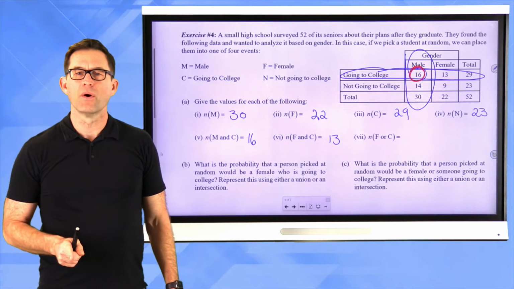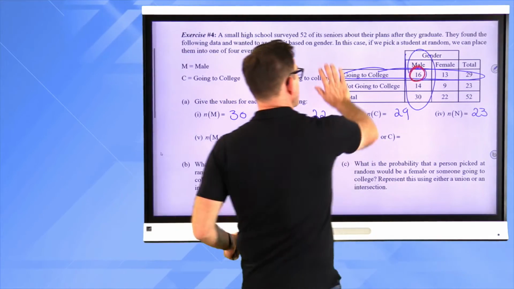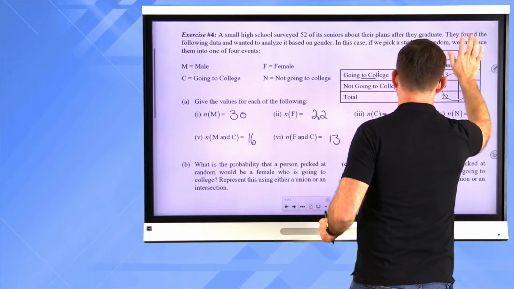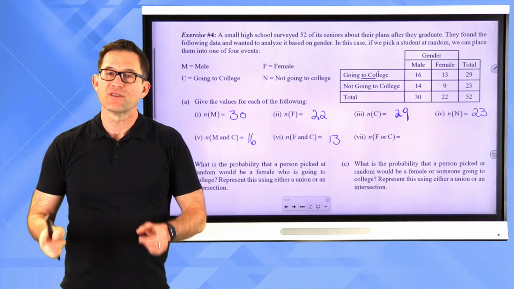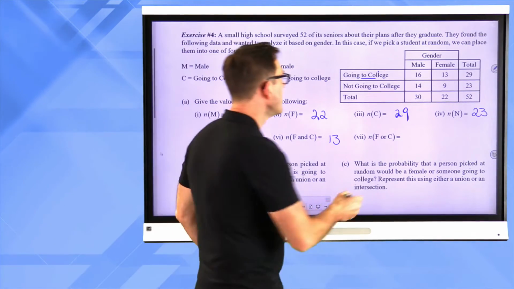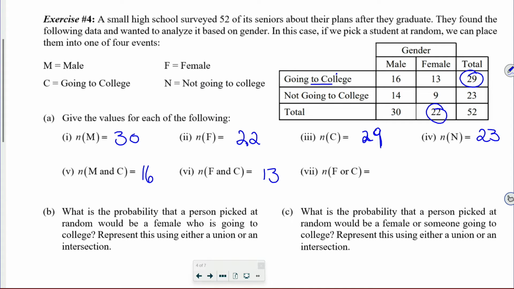But the hardest one probably is the last one, female or going to college. And let me get rid of all of this so we don't have that all, oops. And of course I just erased the 29. Female or going to college. Now that's a little bit tricky, right? Because here are all the people that are female. Here are all the people going to college.